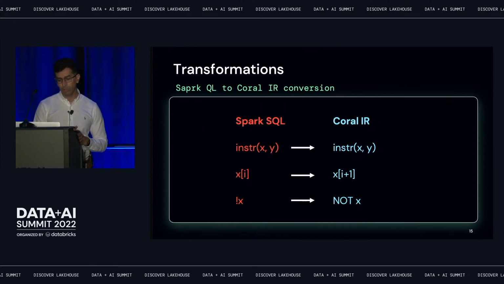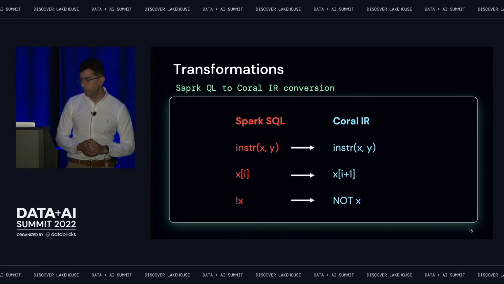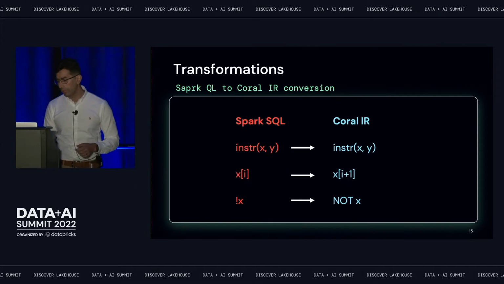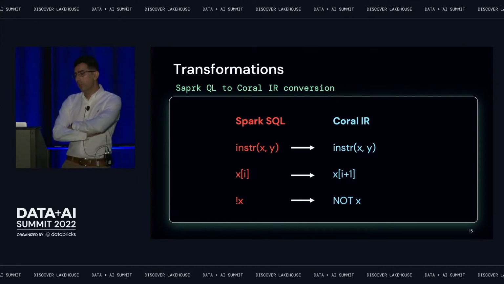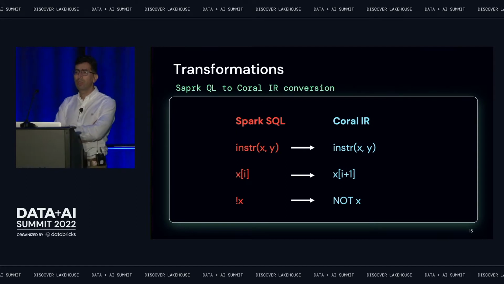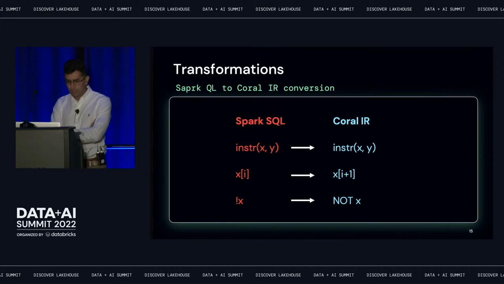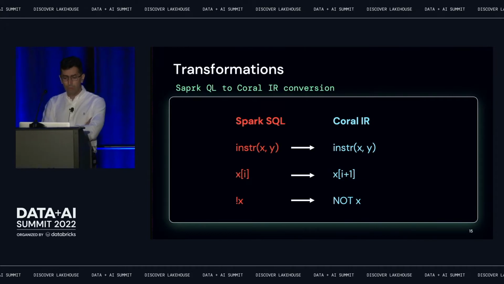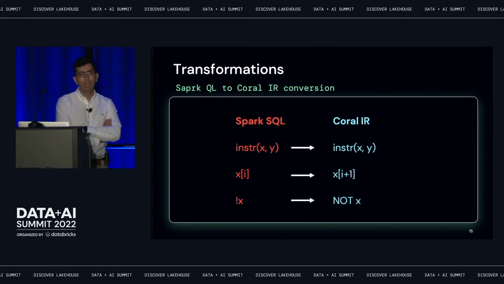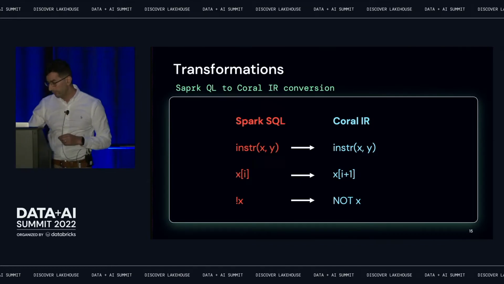First from Spark SQL into Coral IR. In this case, the inString function is converted to the Coral operator inString as well. And the array access is converted to an array access operator in Coral IR. However, since array accesses in Spark are based off index 0, and Coral standardizes array accesses from index 1, the operand here is shifted by 1, as you can see on the right-hand side. And then the negation operator is expressed as the negation operator not in Coral.